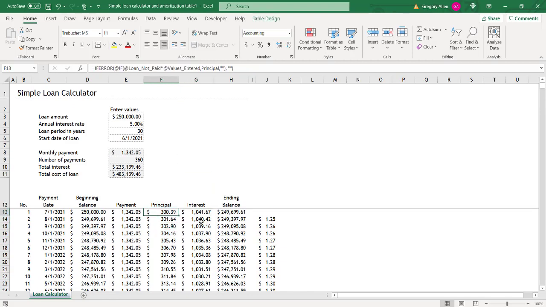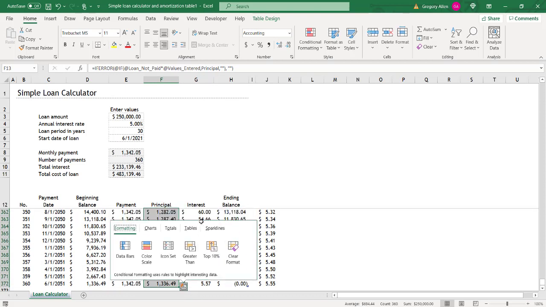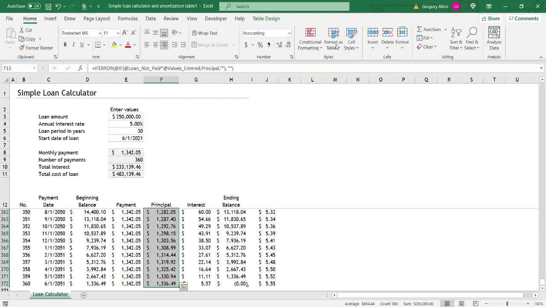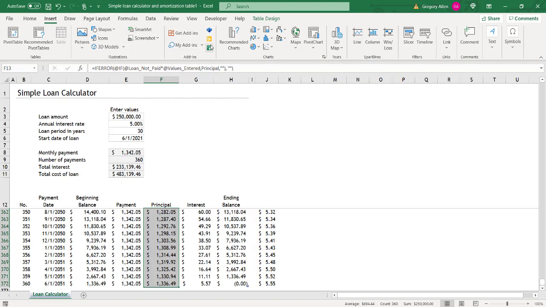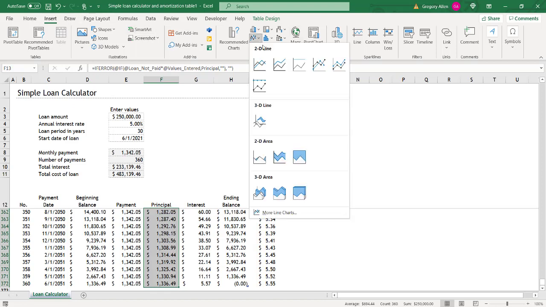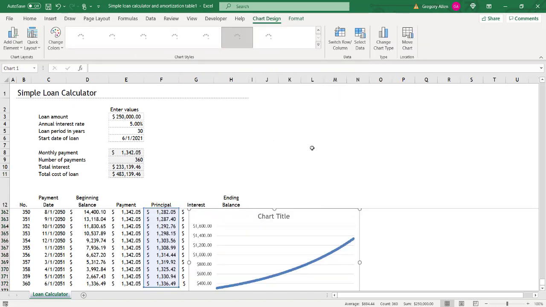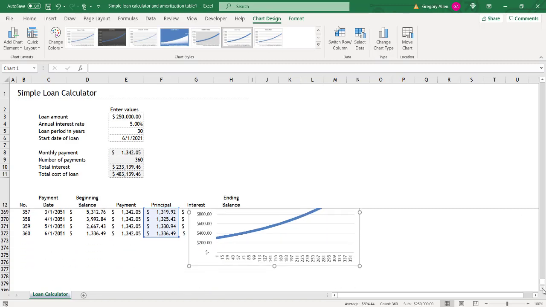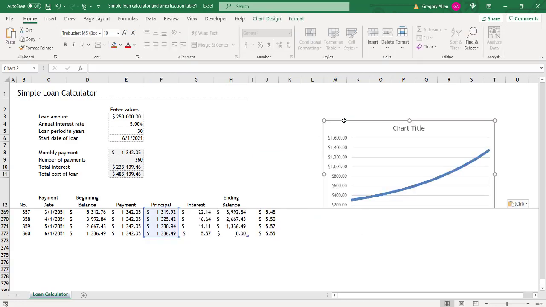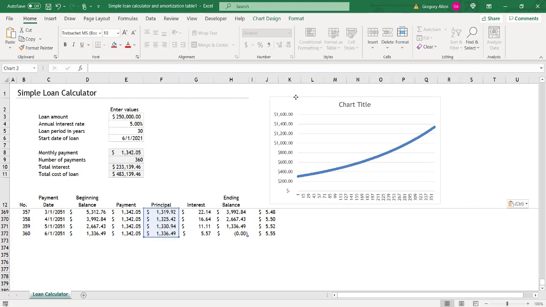I'm going to convince my laptop to let me select this. There we go. So I've selected all of the principal numbers. Let's go up here, insert, and let's try doing this with markers and see what that looks like. Okay. Does not look very good, and I'll tell you why in a second. I'm going to cut this and paste it up here where I've got a little more room.